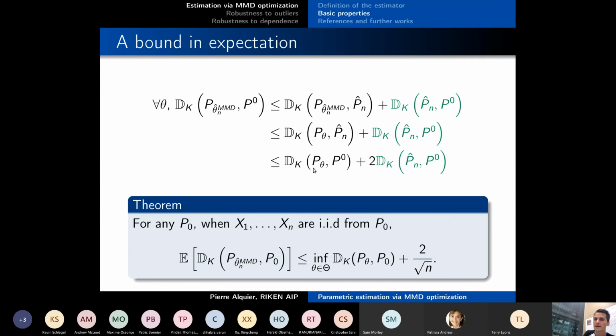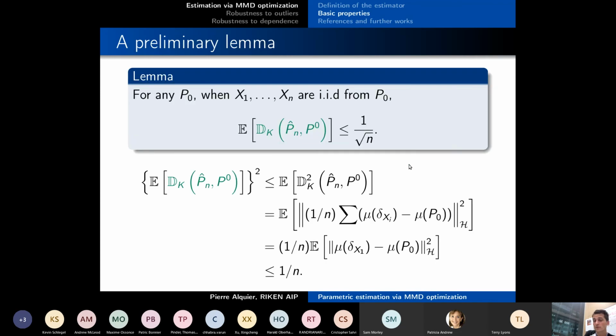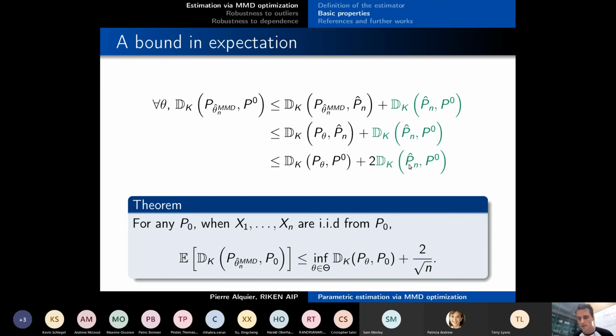But when you take the expectation on both sides, this quantity here in green, you just use the lemma from the previous slide and you obtain the result. So actually, we have an estimator. Whatever the truth is, it will converge to the truth, but in a rather loose sense, I agree with this, it's just for this MMD distance, but it will converge to the truth if the truth is in the model, otherwise it will converge to the best approximation.